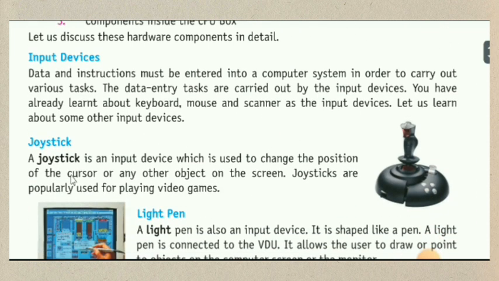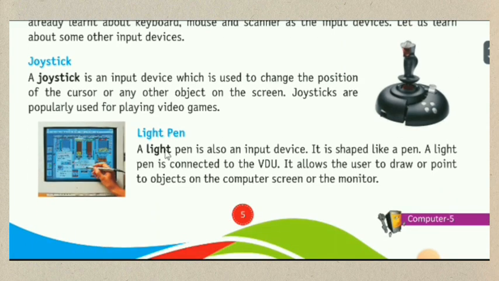Joystick. A joystick is an input device which is used to change the position of the cursor or any other object on the screen. Joysticks are popularly used for playing video games. Light pen. A light pen is also an input device. It is shaped like a pen. A light pen is connected to the video. It allows the user to draw or point to objects on the computer screen or the monitor.